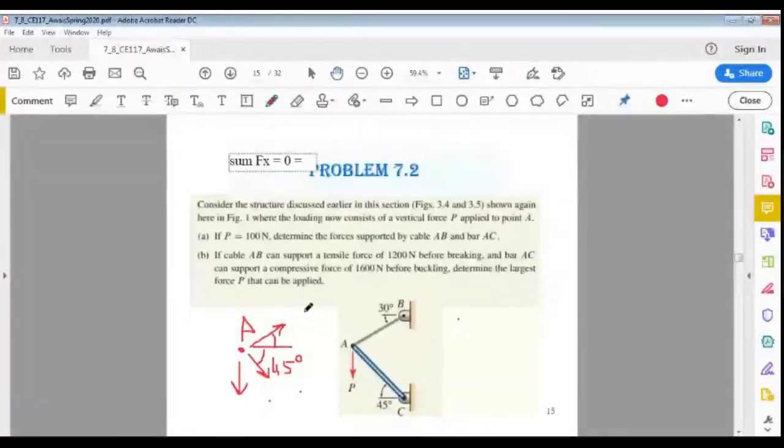Let's call this force to be FAB, and this force is FAC, and this is force P of magnitude 100 Newton. Write down the equation of summation of Fx equals to zero.